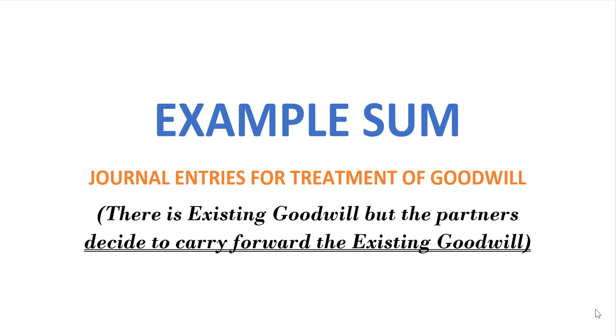Hi, in this video, we will be solving an example sum for journal entries for treatment of goodwill, where there is existing goodwill but the partners decide to carry forward this existing goodwill. Now this sum is the same sum that we solved in the previous video when there was existing goodwill and the partners decided to write off the existing goodwill. But this time we will solve the same sum assuming that the partners decide to carry forward the existing goodwill and do not want to write off the existing goodwill.